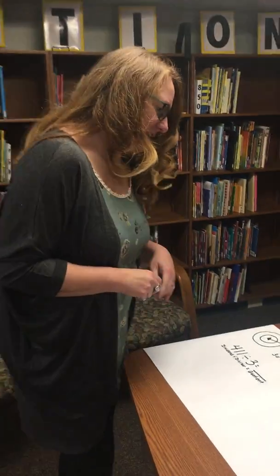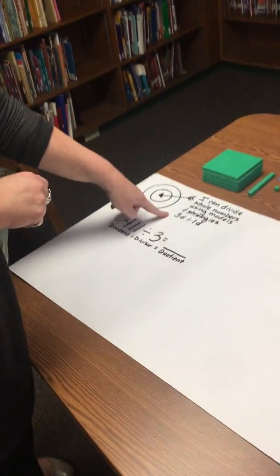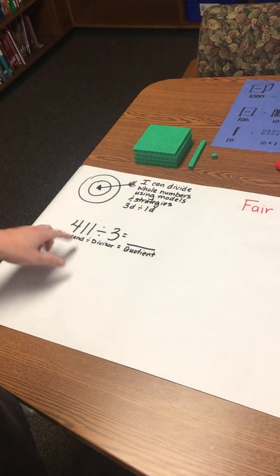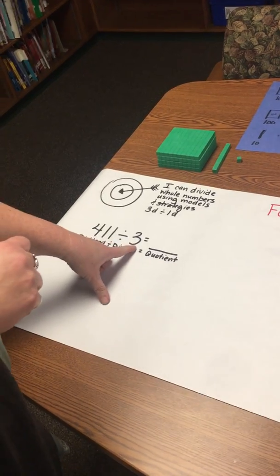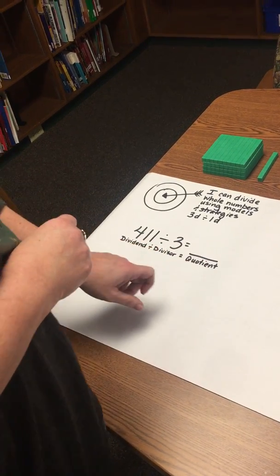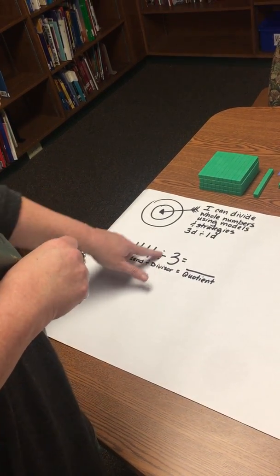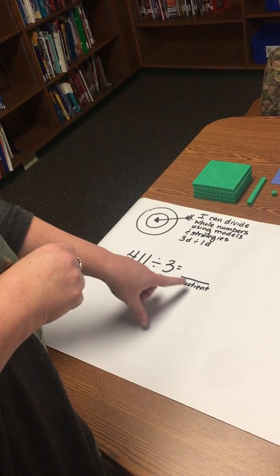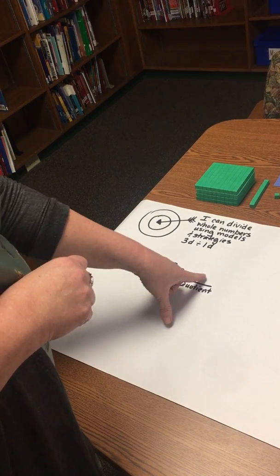I can divide whole numbers using models and strategies. 3 digits divided by 1 digit is what we're going to show today. We're going to consider the problem 411 divided by 3 equals, we're trying to figure that out. I know that the number that I start with is my dividend, divided into my groups will be my divisor, and the answer to a division problem is a quotient.